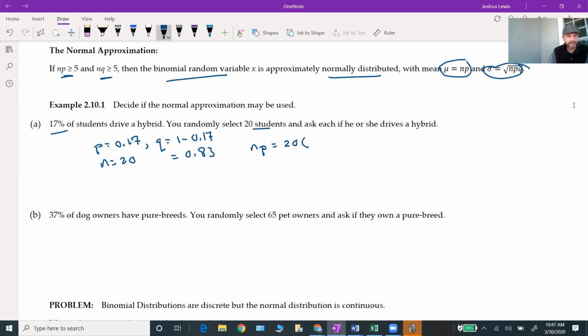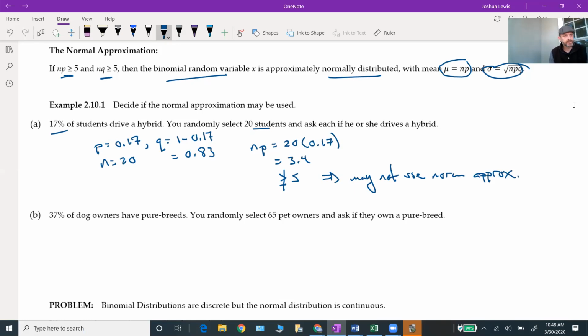So np is 20 times 0.17. Well, what is 20 times 0.17? It's 3.4, which is not greater than or equal to 5. And so we may not use the normal approximation. We have to just stick with the binomial distribution.